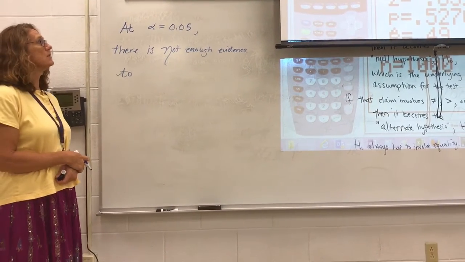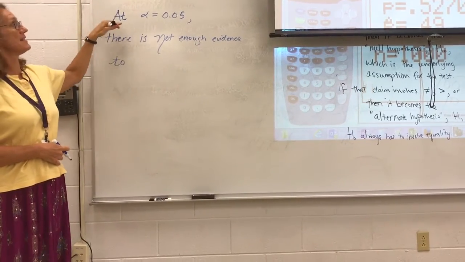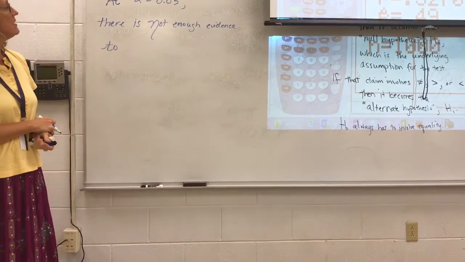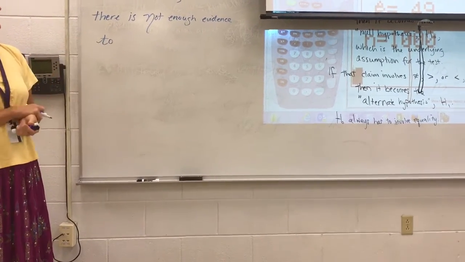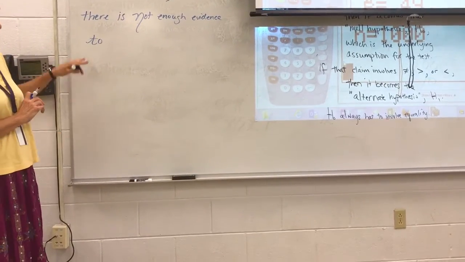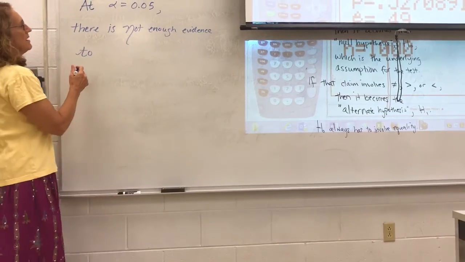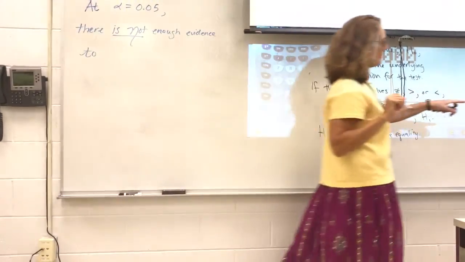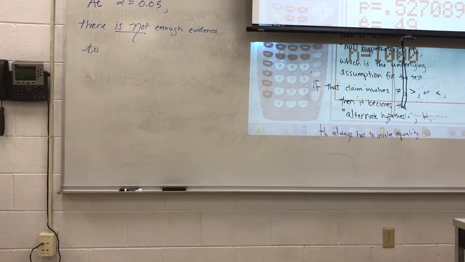And then in your final conclusion, you want to restate what they told you to use, because that's the deciding factor for the conclusion. So restate whatever they tell you to use for alpha. You're going to say either there is or is not enough evidence, okay? We have not enough evidence, why? Because our p-value was not smaller than alpha, it was not too small to believe.